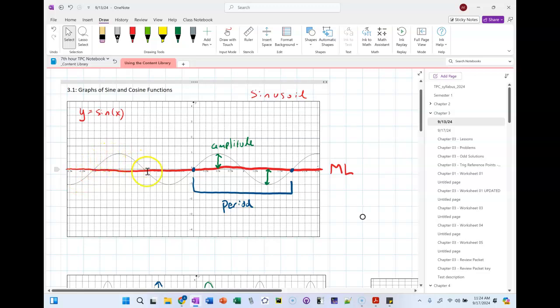All our graphs of sine and cosine are like these wavy graphs. We call that shape of graph a sinusoid. So the midline, like 50% of your sinusoid should lie above it and 50% should lie below it.